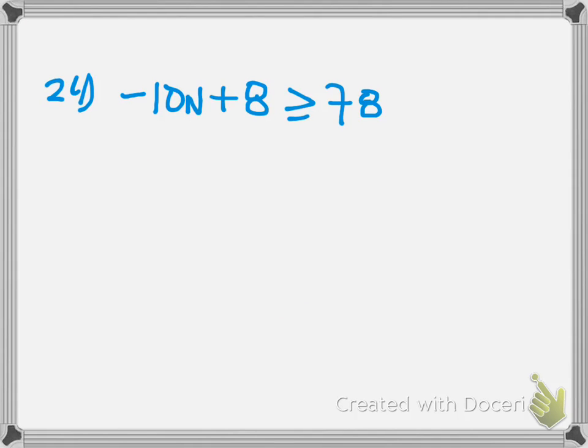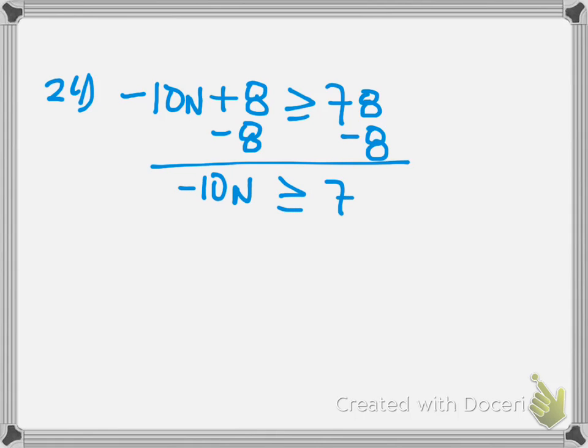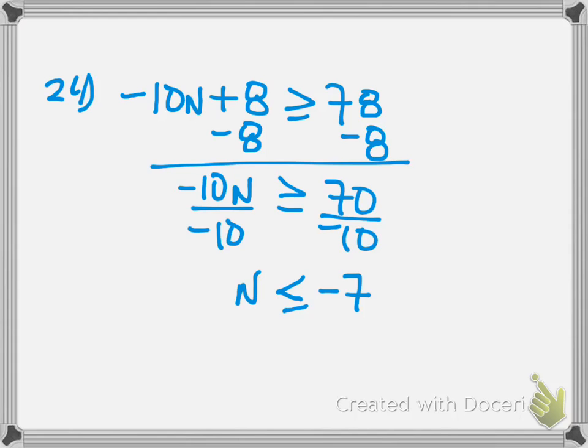Okay, number 24, I've got negative 10n plus 8 is greater than or equal to 78. So I'm going to subtract 8. That gives me negative 10 times n is greater than or equal to 70. Then I'm going to divide by negative 10. Now, again, remember, when I divide both sides by a negative, I'm going to switch the inequality. I have negative 7 for an answer, but instead of being greater than, it is now less than or equal to, which changes the direction of where I would shade. So make sure you keep that in mind.